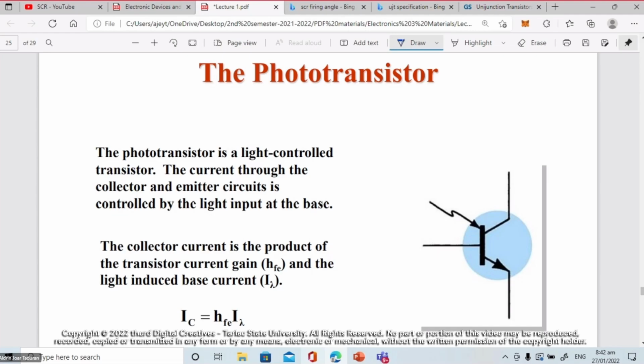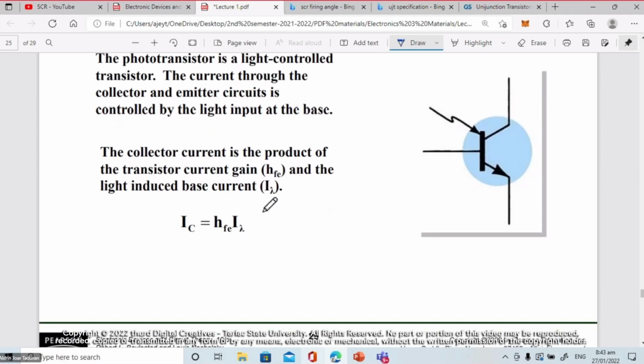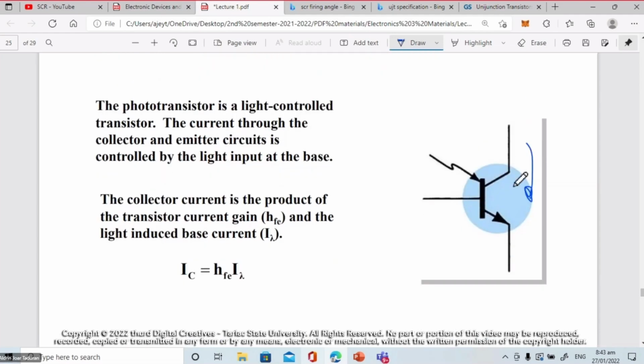Okay, so phototransistor is a light control transistor. The current through the collector and emitter circuit is controlled by the light input at the base. So the control current is the product of the transistor gain, which is HFE, and the light induced base current, which is I lambda. Yung I lambda natin, ito yung na-induce na current across your base. And then, yung transistor current is a constant. Makikita natin yan sa specification. So, IC is equal to HFE times I lambda. Ito yung current na mag-across from collector papuntang emitter niya.